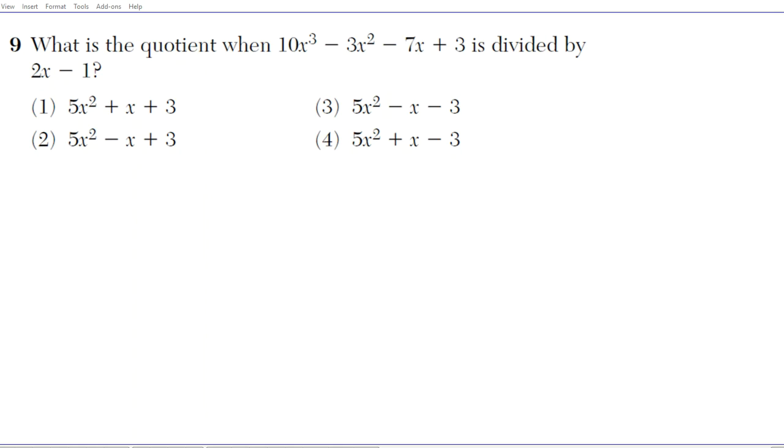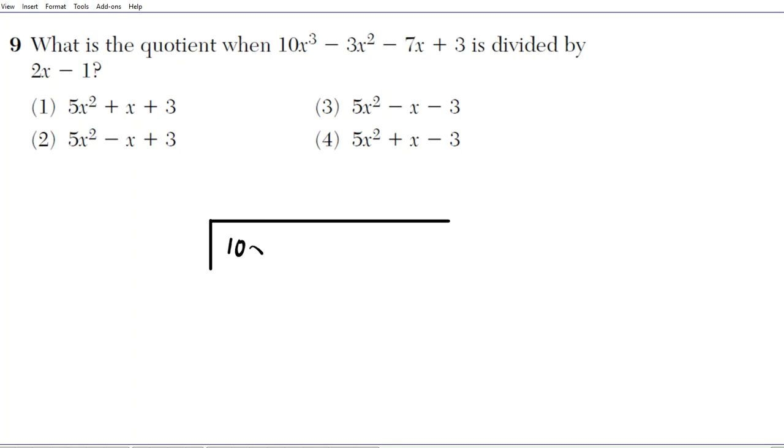Alright, let's take a look at question 9. It says, what is the quotient when 10x to the third minus 3x squared minus 7x plus 3 is divided by 2x minus 1? So this is a long division problem. When they ask for the quotient, they're asking for what you get when you divide this dividend by this divisor. Okay, so let's go ahead and do it.